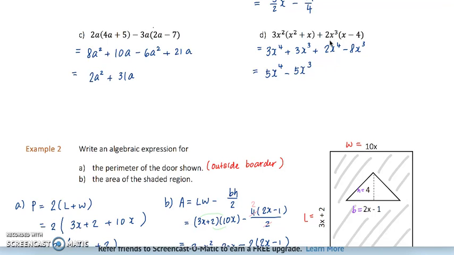2x cubed times negative 4. Positive times negative is negative. 4 times 2 is 8. And then you have x cubed. I have two terms with x to the power of 4. So 3x to the power of 4 plus 2x to the power of 4, that's 5x to the power of 4, plus 3x cubed minus 8x cubed, that's minus 5x cubed.